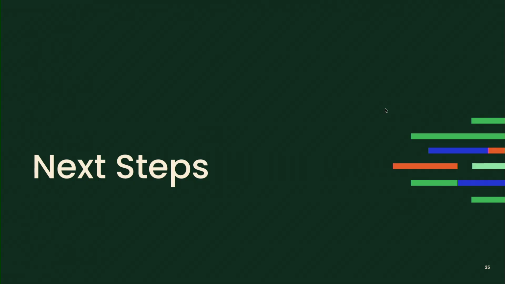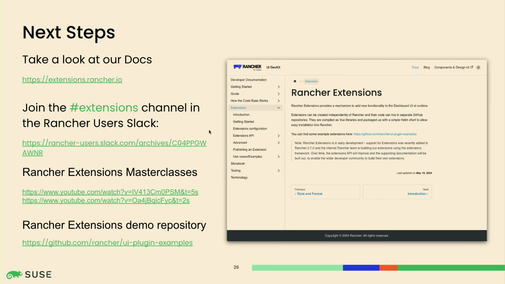And yeah, so next steps. We recommend definitely to take a look at our documentation on extensions.rancher.io. We have a user Slack channel called #extensions where we try to reply as quickly as possible to the community. You have a couple of Rancher extension masterclasses on YouTube, some content that we did for Rancher a while ago. And if you want to try some different examples, we have the UI plugin examples repository that you can add to Rancher, and you can check the different extensions that are added. And yeah, I'll turn over to Neil.